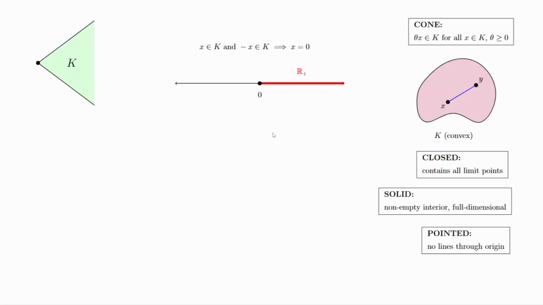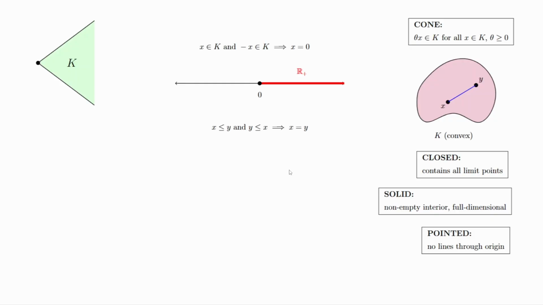Finally, we would like K to be pointed, or not contain any lines. Consider the number line again. Notice that the positive reals don't extend to the negatives. This means it's not a line. This means if x is in K and negative x is also in K, then x must be 0.